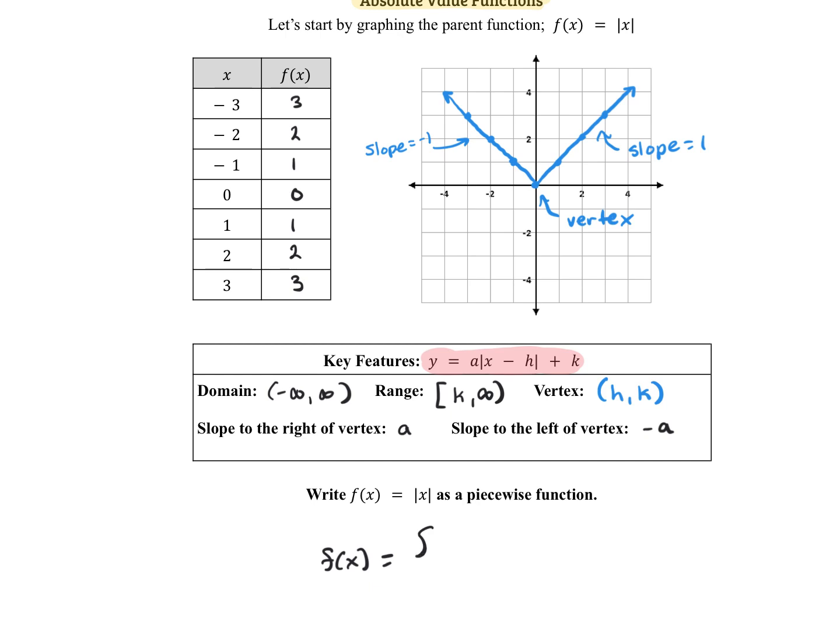So let's set up our function. We have our large brace. So let's start with to the right of our vertex. This is just a linear function that has a slope of 1 and a y-intercept at 0. So this function is just defined as x. Now we need to define the interval of x, so that's going to be for all x values greater than 0.